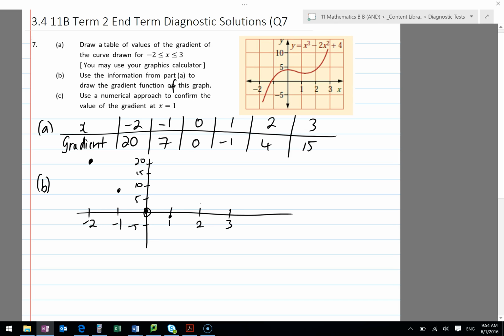At 2, the slope is 4. And at 3, the slope is 15. Okay, and then I can do dot to dot. Okay, and there's my gradient function.